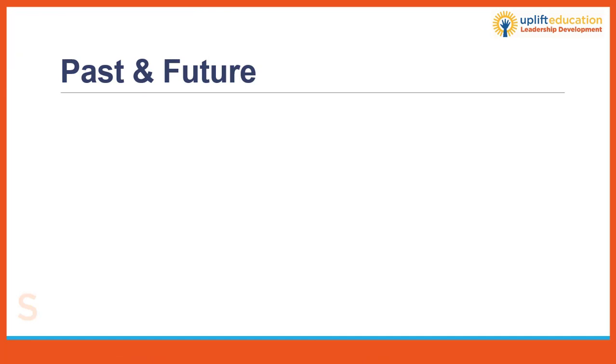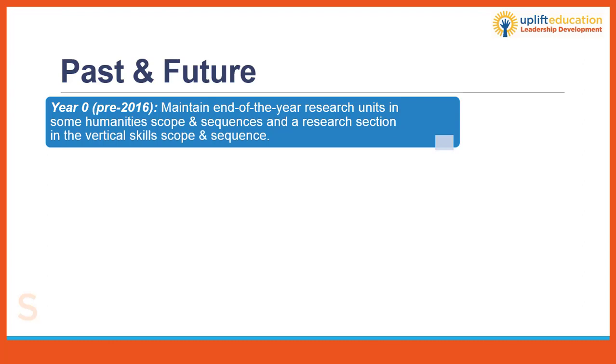Here's a quick look at where we've come from and where we're going with this priority. Prior to 2016, our application of research was varied across grade levels, and many of us didn't prioritize research when it was included as a separate unit at the very end of the year. We built a vertical skills scope that included research skills, but wasn't widely applied.